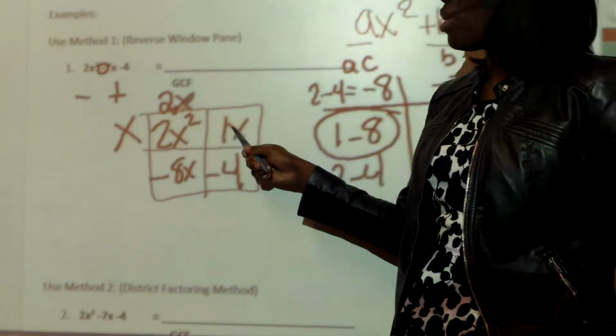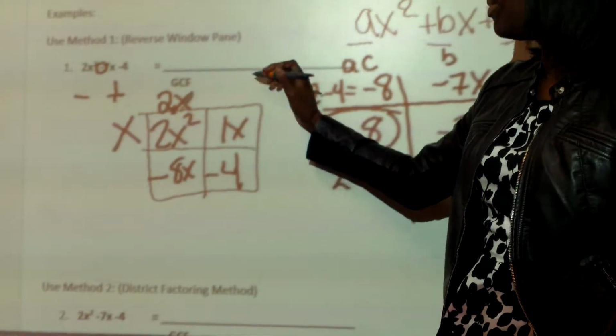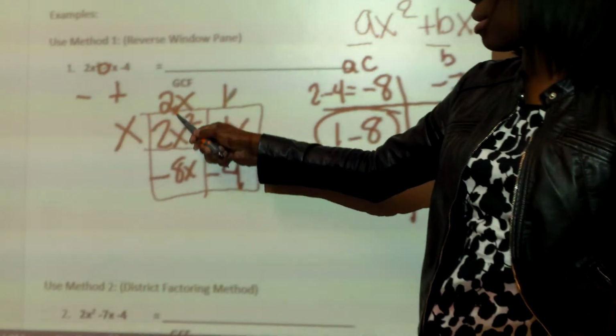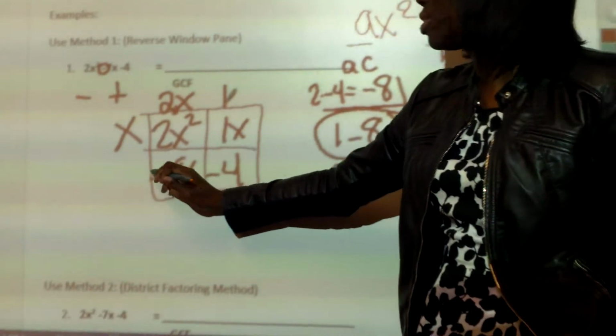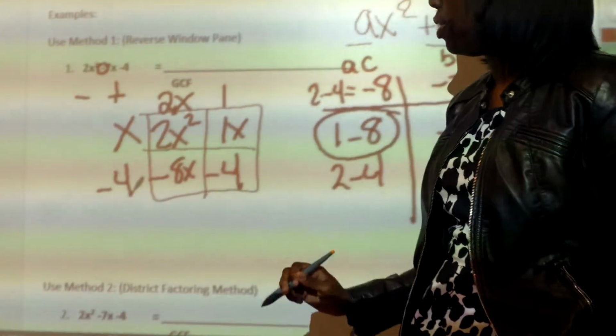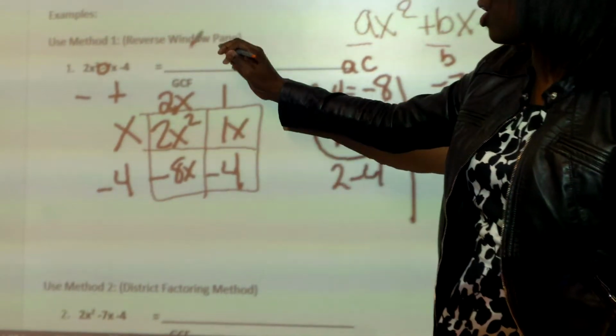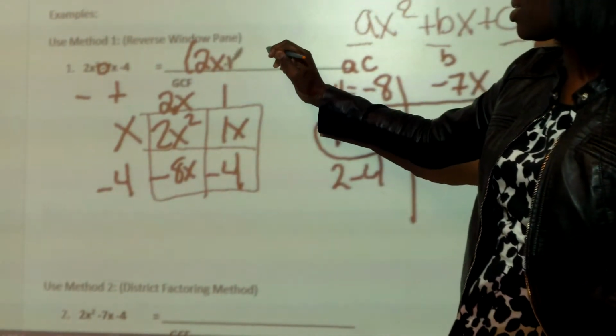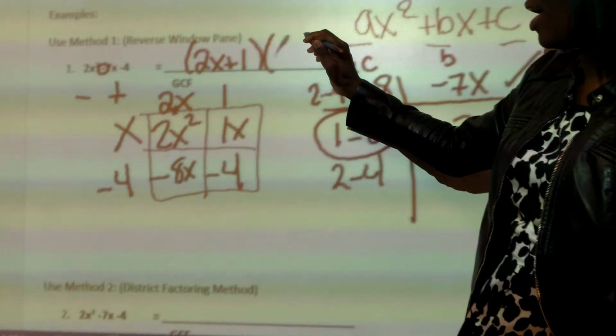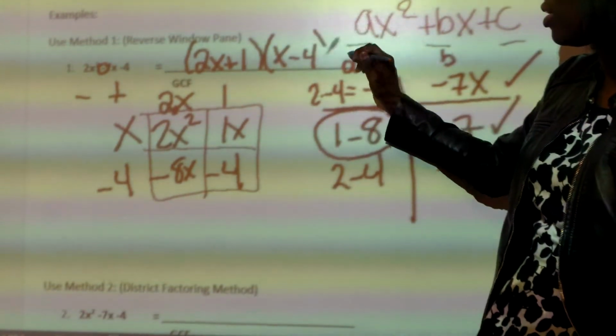And so x times what will give you 1? 1x. And 2x times what will give us negative 4? Negative 4. And so my factors are 2x plus 1 and x minus 4.